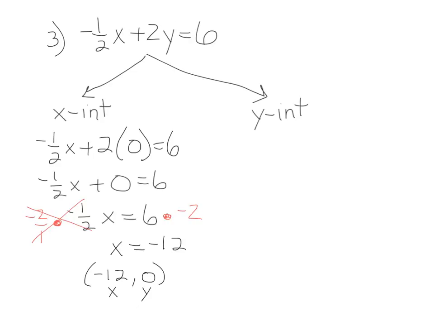Alright? Now find the y-intercept. So I write the equation, but I plug 0 in for x. So here we go. Negative 1/2 times 0 plus 2y equals 6. First I plugged 0 in for y, now I'm plugging 0 in for x. What's negative 1/2 times 0? That's just going to be 0. Anything times 0 is 0.